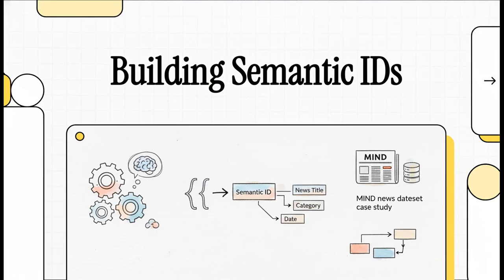Hey everyone! Today, we are getting our hands dirty and building semantic IDs from scratch. We're going to go from a cool, abstract idea to a real, practical implementation. And to do it, we'll be using the massive MIND news dataset to show you, step by step, how to create identifiers that aren't just unique, they're actually intelligent.